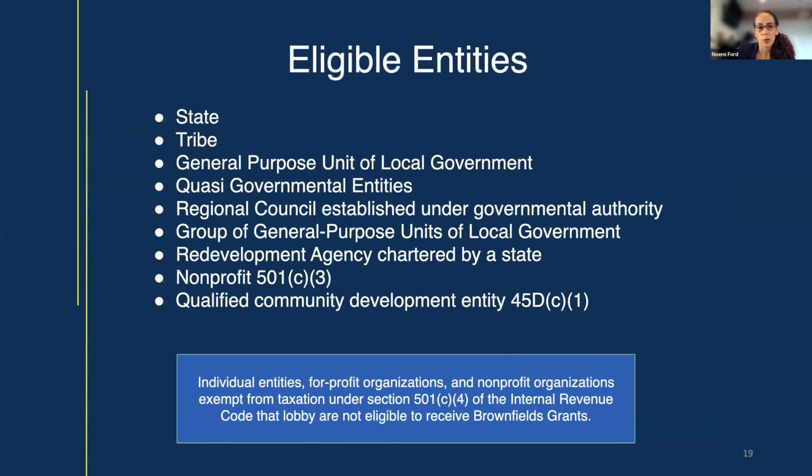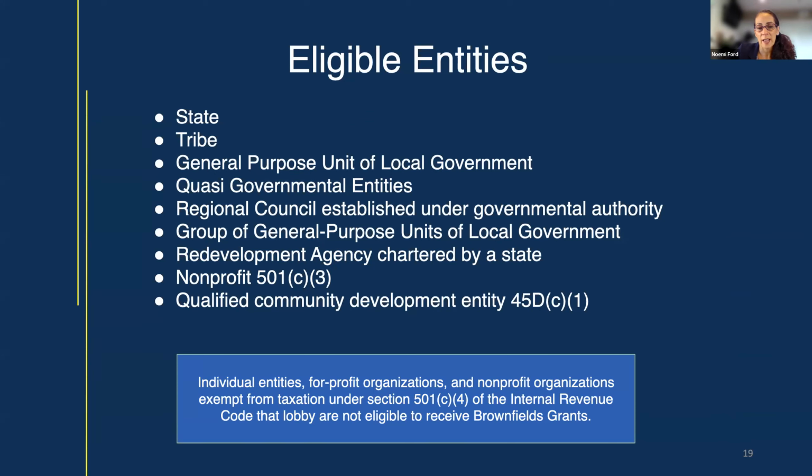And then who's eligible? So just to give you an idea, states, tribes, and nonprofits are really those that are eligible. And then we just qualify. There's always questions about what does local government mean? So quasi-governmental entities that have been developed, such as sanitation districts or larger regional planning authorities, all sorts of regional council of governments, groups of general purpose, redevelopment agencies.